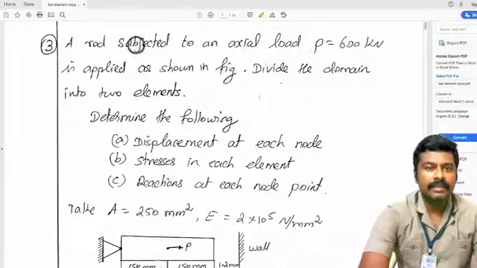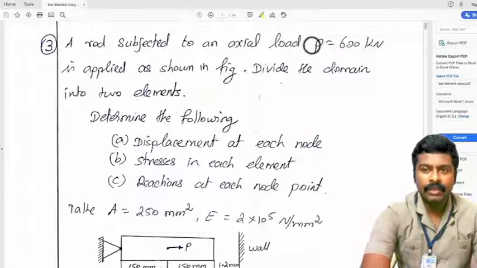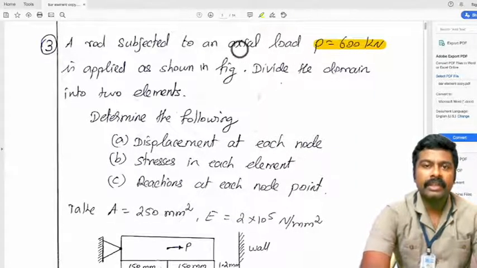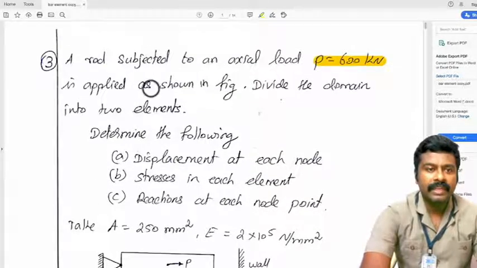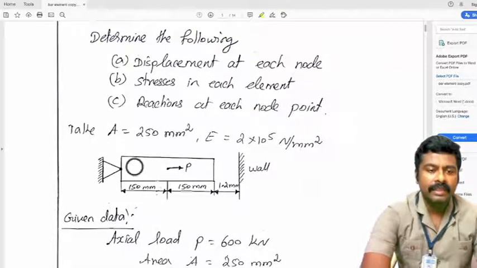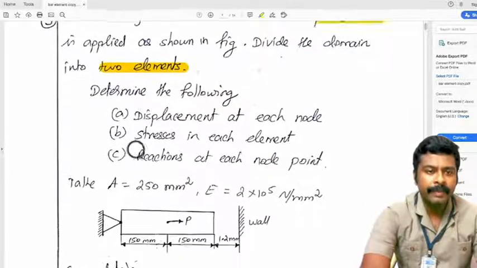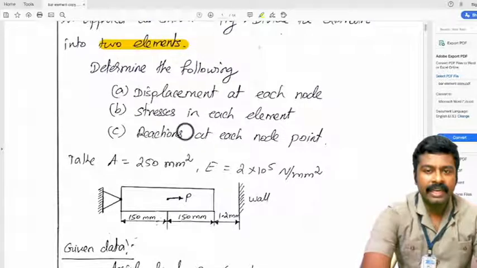A rod is subjected to an axial load P equal to 600 kilonewton. Axial load means the load acts along the axis. It is applied as shown in the figure. Divide the domain into two elements. So in our question, the domain is divided into two elements. Determine the following: displacement at each node.